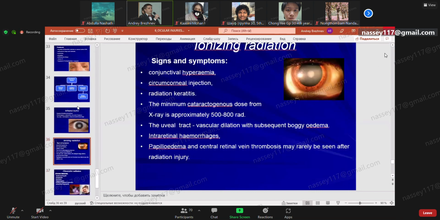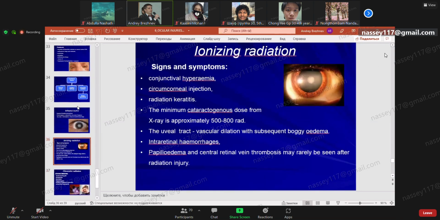Ionizing radiation. The cornea, lens, uveal tract, retina, and optic nerve may suffer from this type of injury, but may also be protected from it by use of special screens and special glasses which can absorb X-ray, gamma or neutron radiation. Signs and symptoms are conjunctival hyperemia, circumcorneal congestion, and radiation keratitis, inflammation of the cornea.